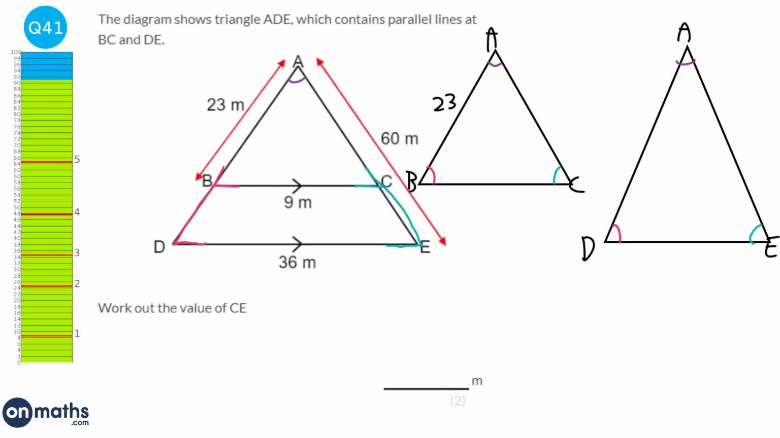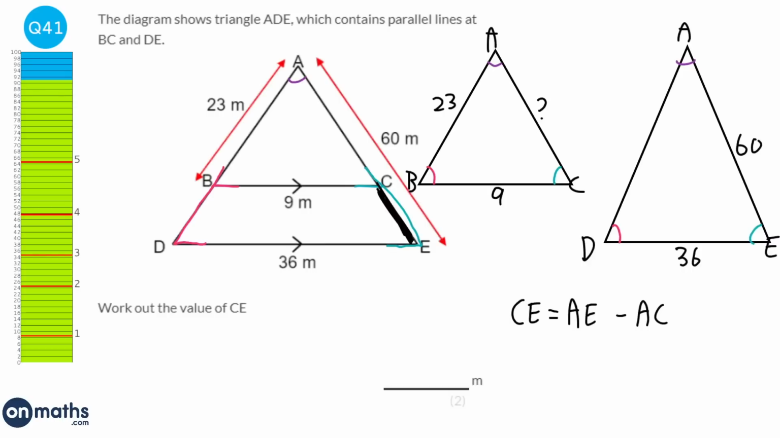I'm just going to put on the length that we've got. Now we're looking for quite a complicated one. We're looking for the length CE, which is this one here. Now I can't actually label that onto my two triangles, but what I do know is that CE is equal to AE minus AC. Now we know what AE is, which is 60. So we just need to find out what AC is, this one here.